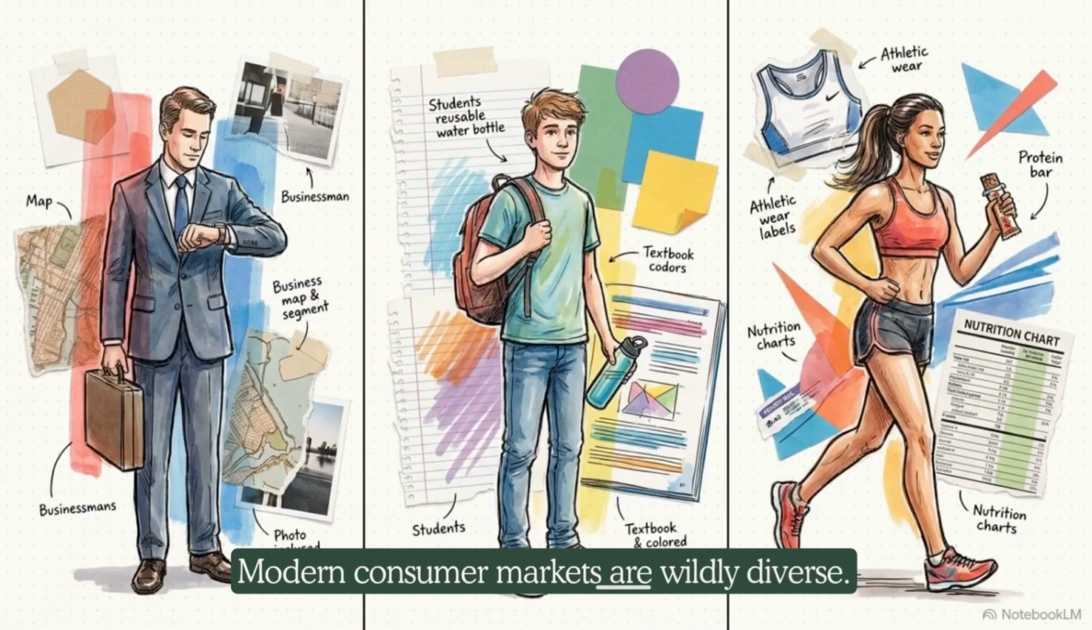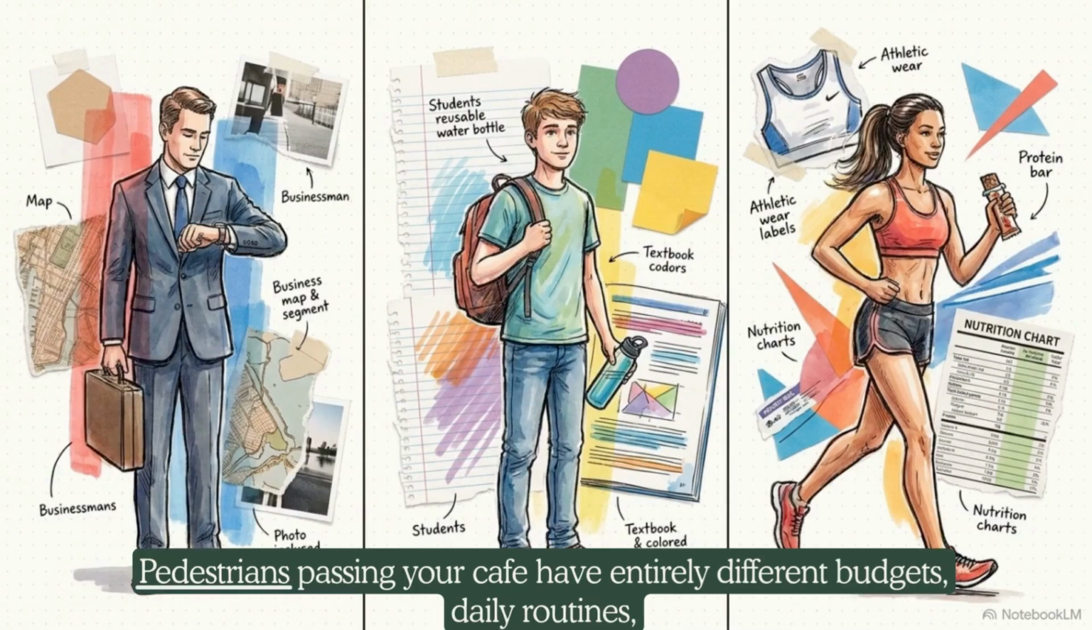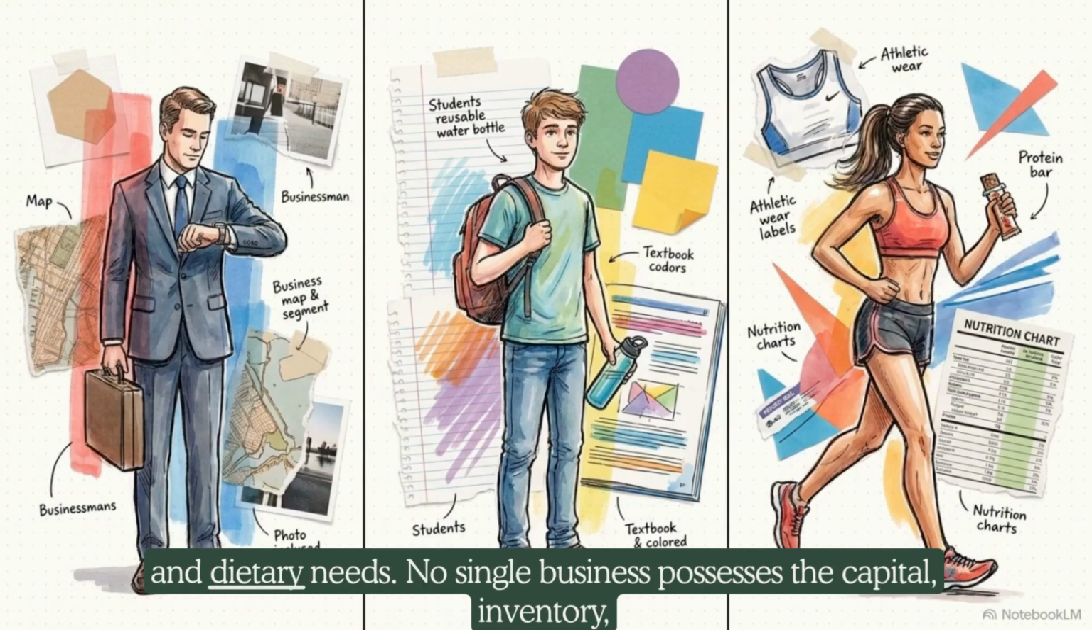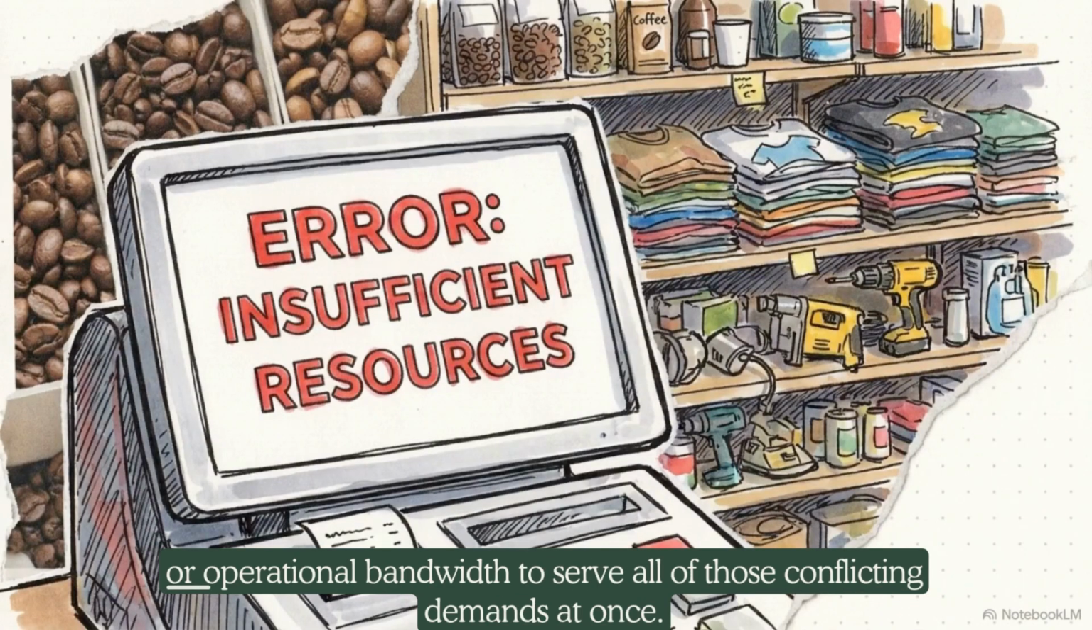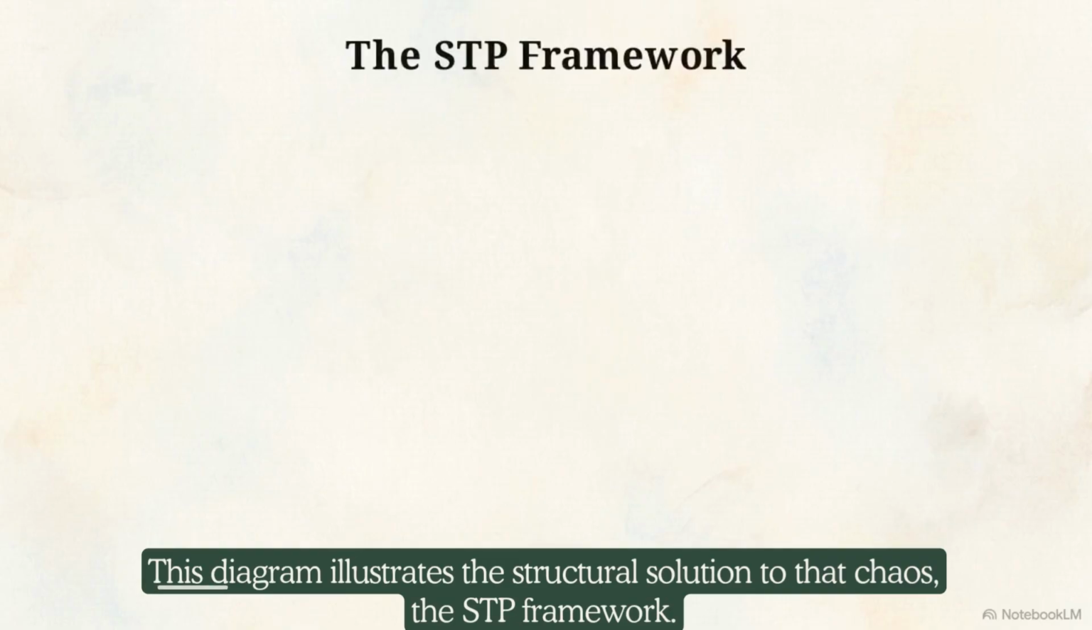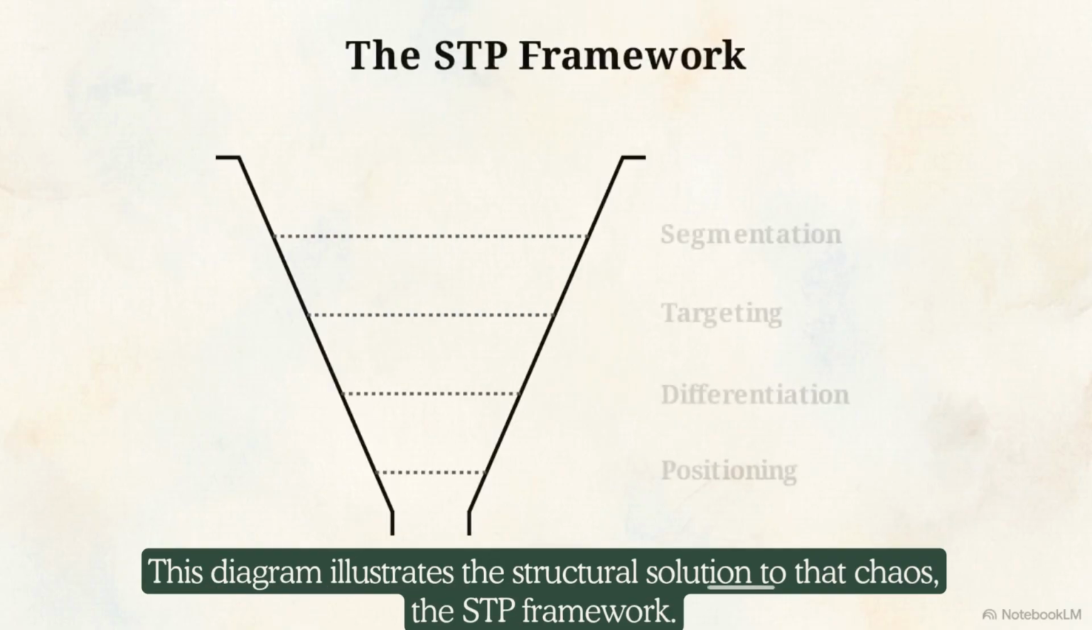Modern consumer markets are wildly diverse. Pedestrians passing your cafe have entirely different budgets, daily routines, and dietary needs. No single business possesses the capital, inventory, or operational bandwidth to serve all of those conflicting demands at once. This diagram illustrates the structural solution to that chaos, the STP framework.